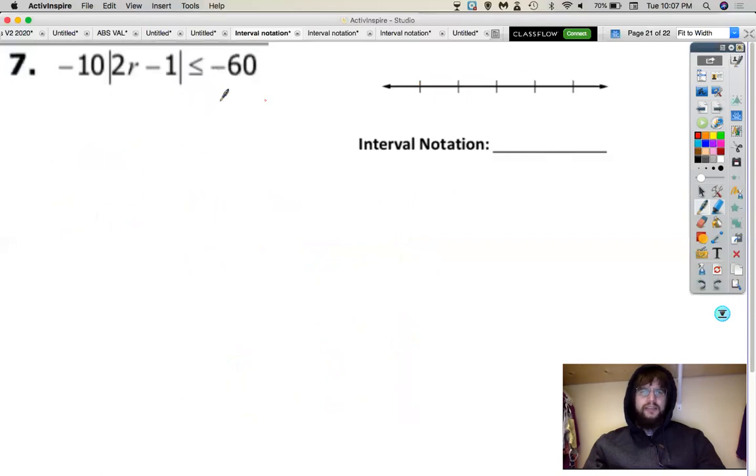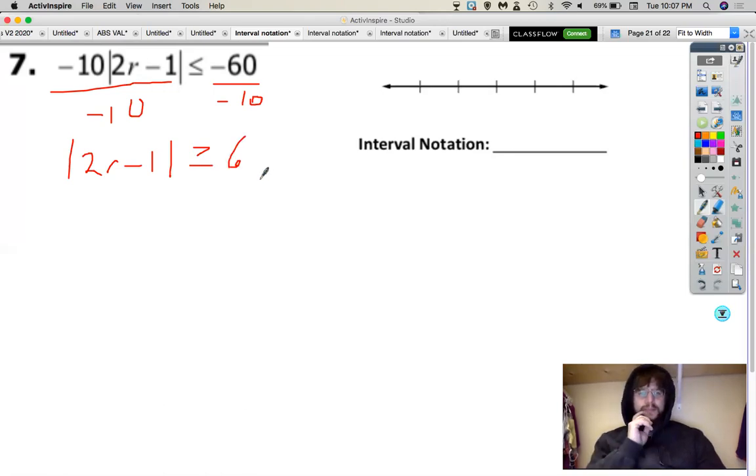All right, let's isolate this thing. Let's go less than, right? Oh, wait, it's not isolated. So to isolate, we're going to divide both sides by negative 10. We have absolute value of 2r minus 1 divided by a negative, so change the direction. 6. So that's why you want to isolate it first before you try and figure out what's going on, because it can change on you. So now it's actually great.